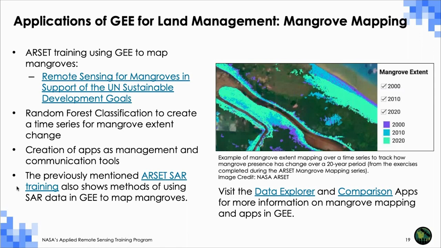display results. So you can see an example of the outputs from this training here on the slide, displaying mangrove extent for 2000, 2010, and 2020. And note that the graphical user interface allows a user to point and click to see the results rather than having to edit the code themselves. So to learn more about this work in particular, please visit the Data Explorer and Comparison apps created to display this work. I've provided links on the slide for you to take a look later after the session is over.